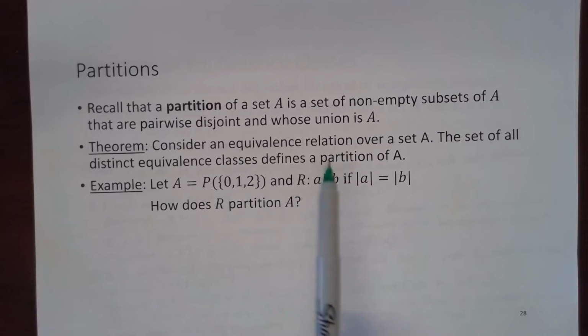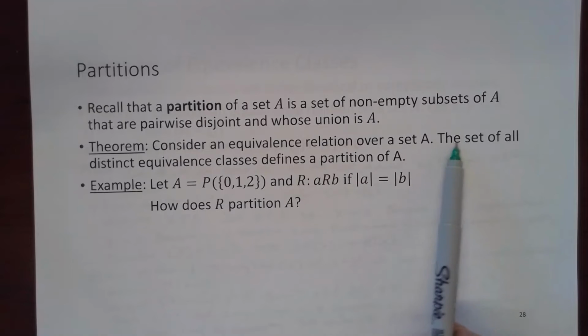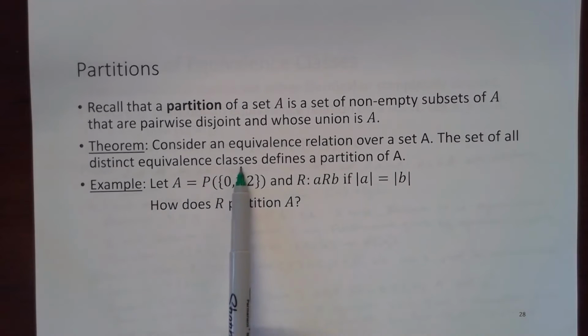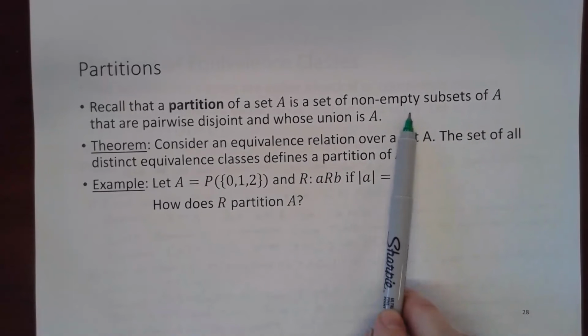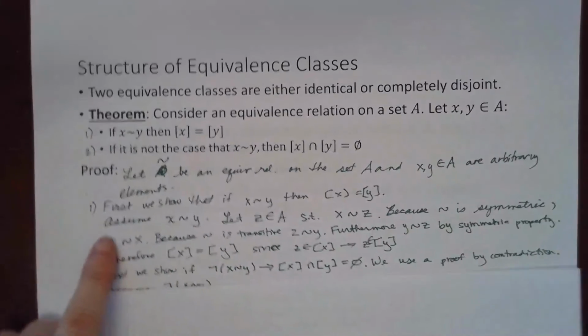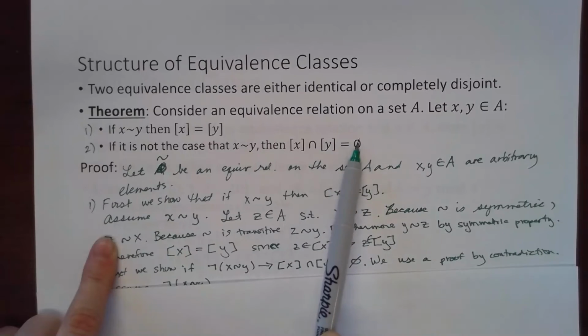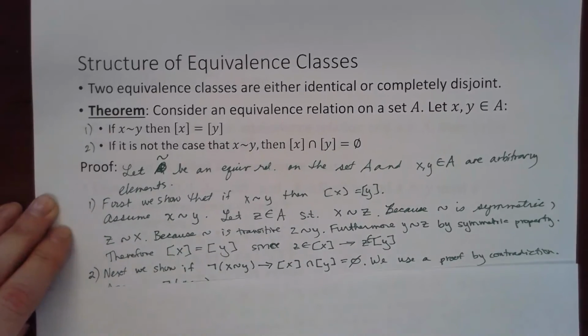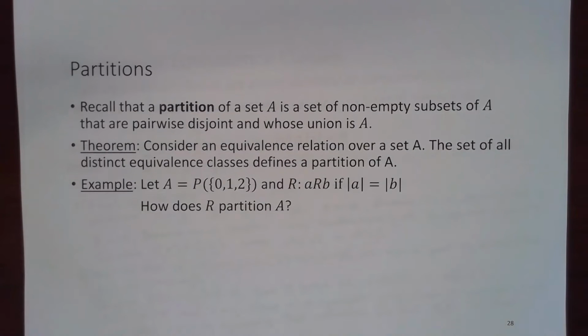So if we consider an equivalence relation over a set, and we take the set of all of the distinct equivalence classes, that will define a partition. So that will be a set of non-empty subsets. They'll all be disjoint, right? We just proved that. If we take two of those equivalence classes, our intersection will always be the empty set, so they'll be disjoint. And when we put them all together, the union will give us the whole set.